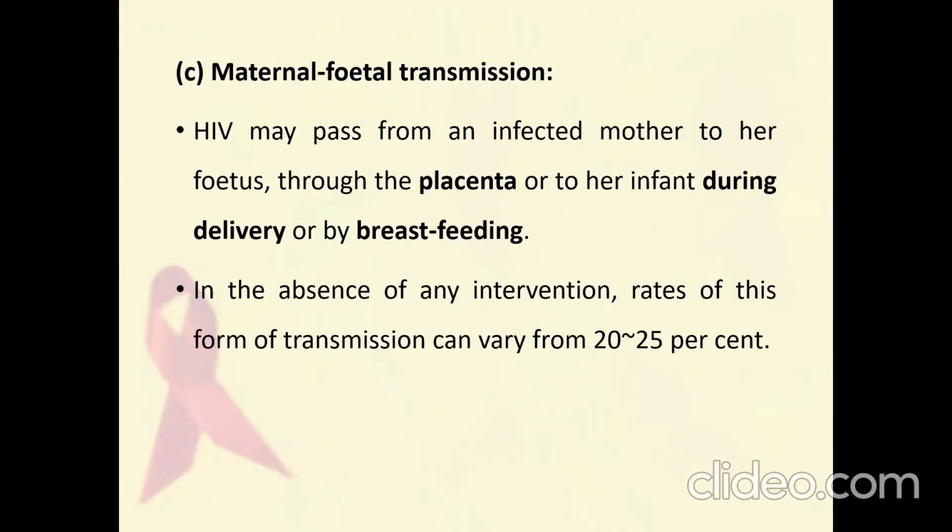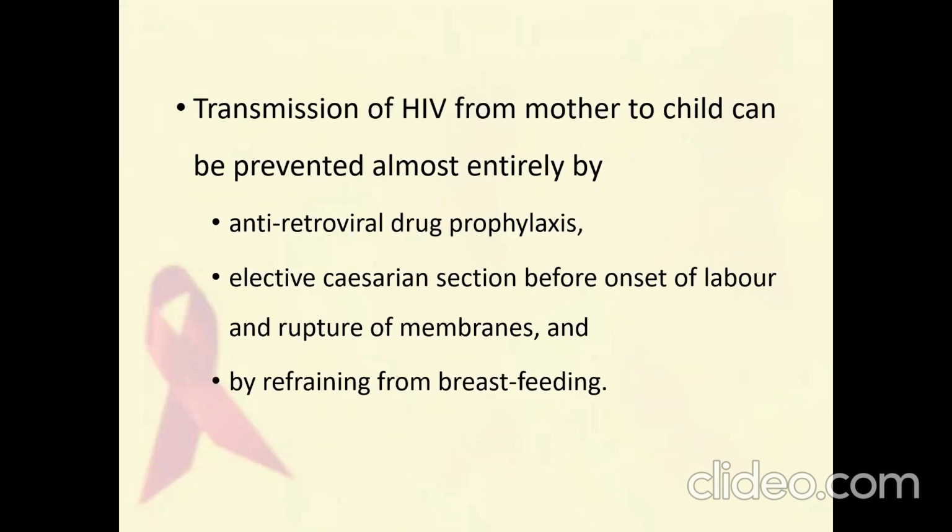Then maternal to fetus transmission. HIV may pass from an infected mother to her fetus through the placenta, or to her infant during delivery or by breastfeeding. So in the absence of any intervention, the rate of this form of transmission can vary from 20 to 25%. But this can be prevented entirely by antiretroviral drug prophylaxis, elective cesarean section before onset of labor and rupture of membrane, and by refraining from breastfeeding.